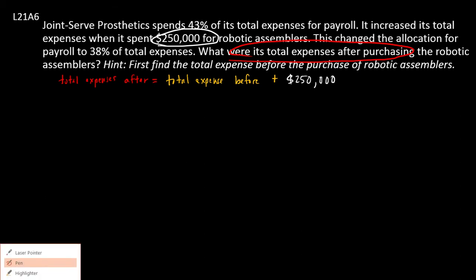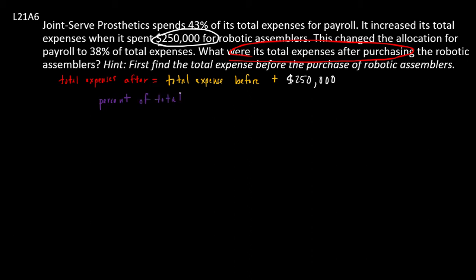Now we need to use our percent of total equation. So our percent of total expenses before was equal to, remember, a particular expense divided by the total expense. In this case, the particular expense they talk about is payroll. So we'll say payroll, and we're going to divide it by the total expense before. Okay, that's how they came out with that percentage.